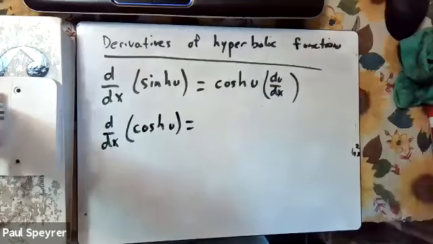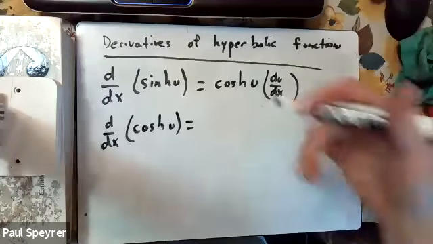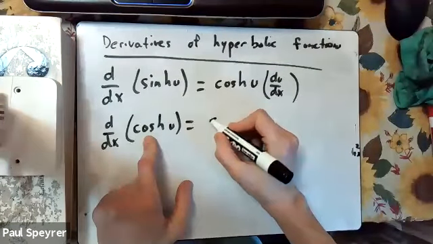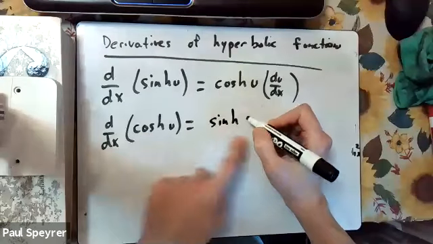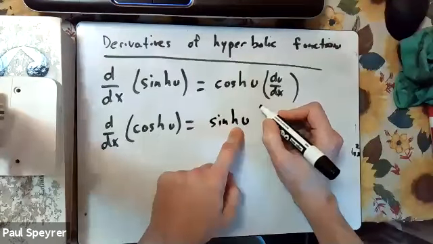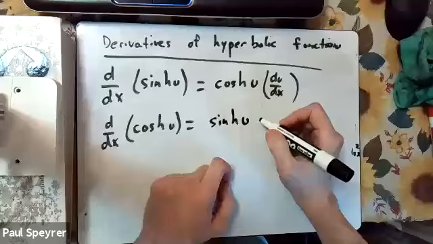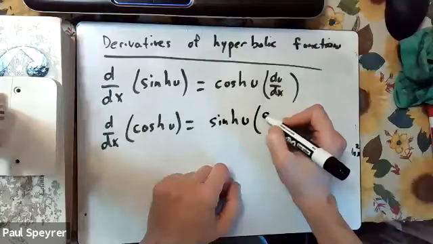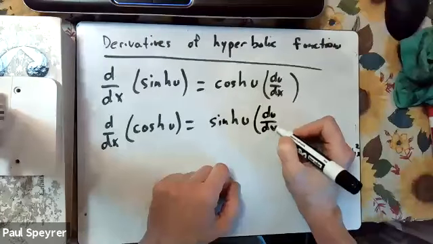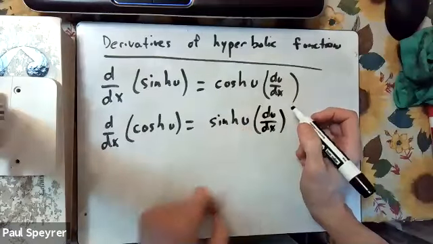Remember, the derivative of cosine of x was negative sine of x. The derivative of hyperbolic cosine is actually positive hyperbolic sine of u in this case. So no negative sign right here. And it's still times du/dx. Chain rule, right? You've got to derive the inside as well.